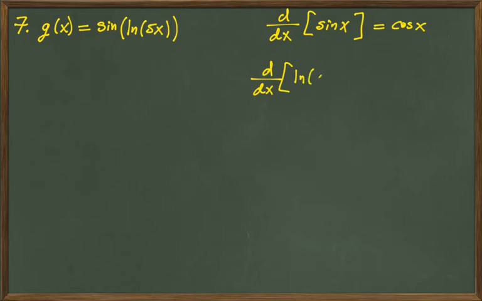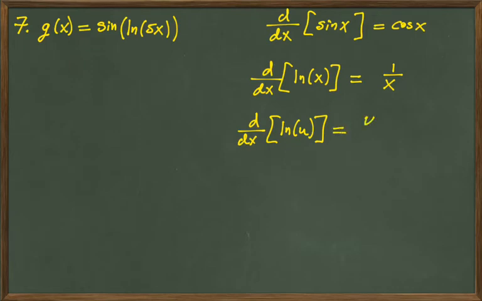So this time we're going to look at finding the derivative of the sine of the natural log of 5x. So just as a reminder, derivative of sine is cosine. The derivative of the natural log of x is 1 over x. Now if we do the derivative of the natural log of u, where u is a differentiable function of x such as 5x, that's going to be u prime over u. That's the chain rule that gives us that u prime.